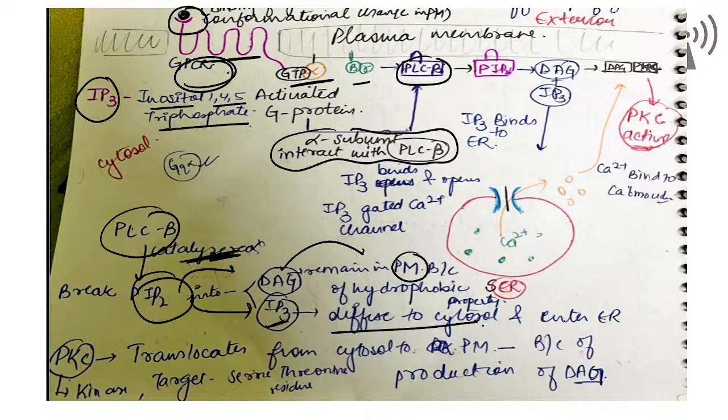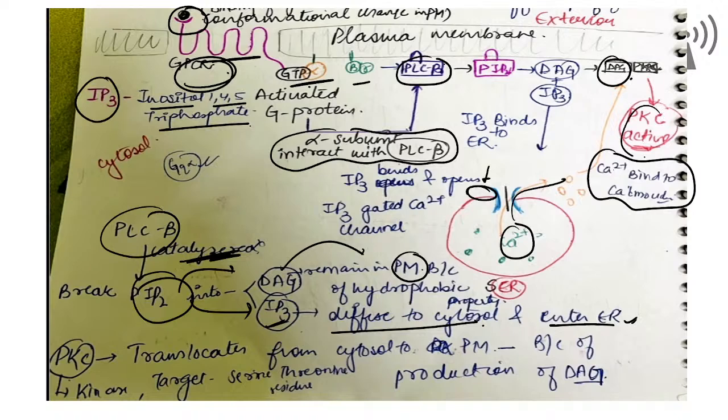IP3 diffuses through the cytosol and enters the ER, or it can stay on the outer membrane. Then Ca2+ comes out and binds to calmodulin. After binding to calmodulin, it makes a complex here. PKC gets activated, and finally the response is seen after it enters into the nucleus, right?